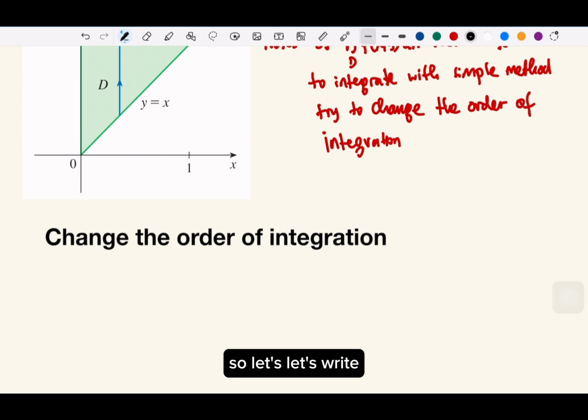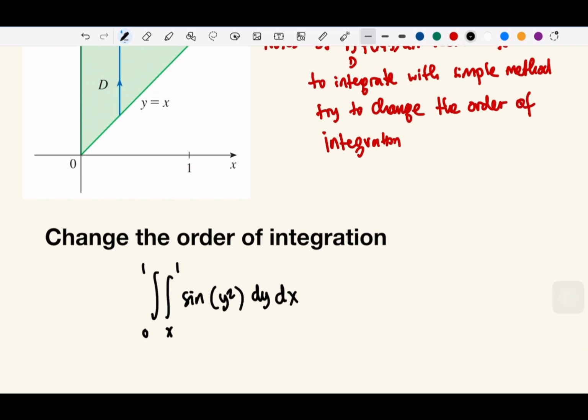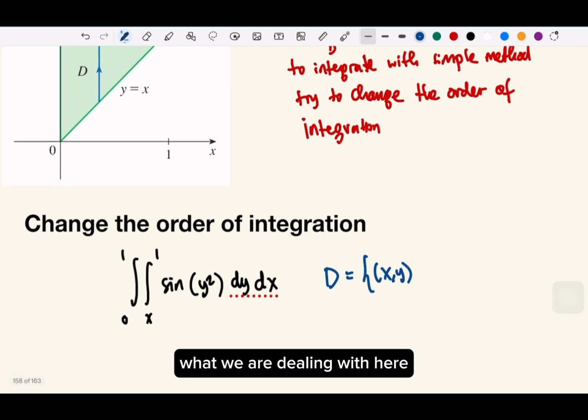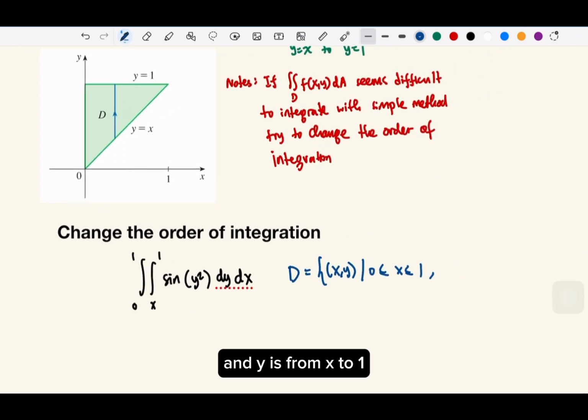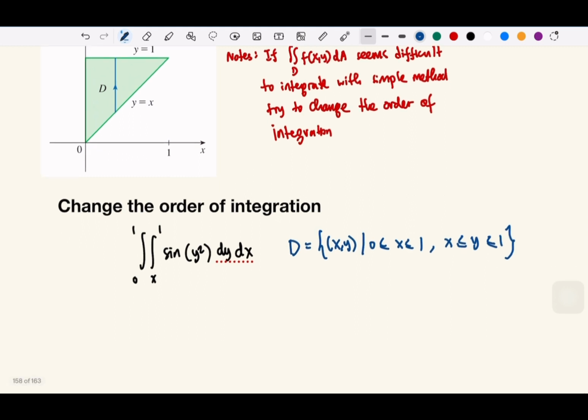So let's write the question first. It is the integral from 0 to 1, from x to 1, of sine y squared dy dx. Let me just write this first to get the idea of what we are dealing with here. So x as a constant is from 0 to 1, and y is from x to 1. Now we are going to change to the alternative.